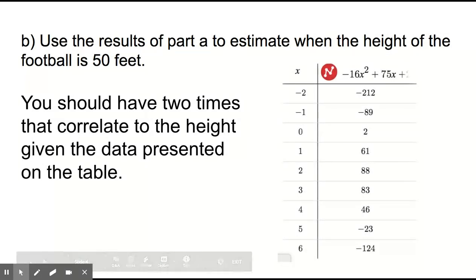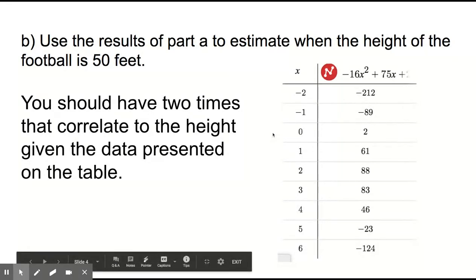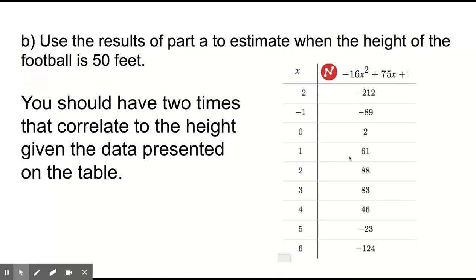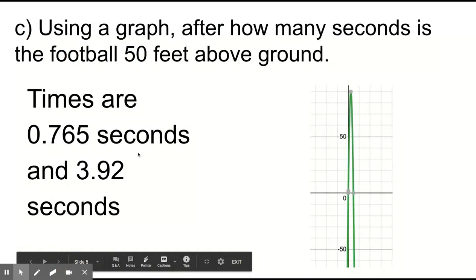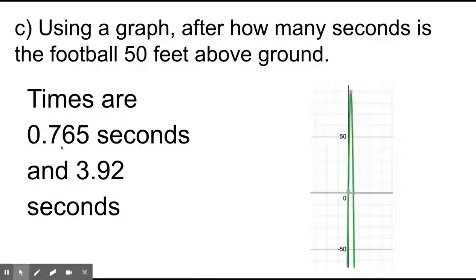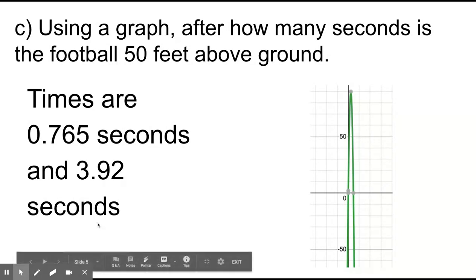If we look at this table, you should get an estimate for one that's happening between 0 and 1 second, because at 1 second it reaches 61, and then another time somewhere between 3 and 4 seconds. If we look at this graph carefully, the times are about 0.765 seconds and 3.92 seconds. So this word problem isn't too difficult because we're really just using the results of the graph that we have.